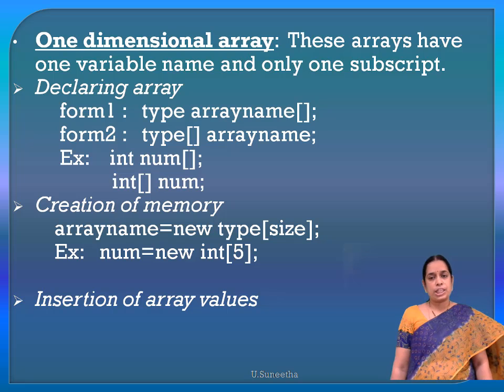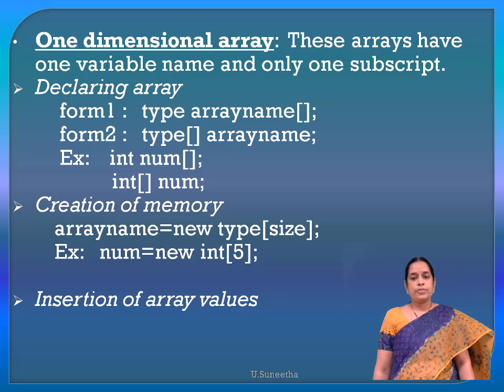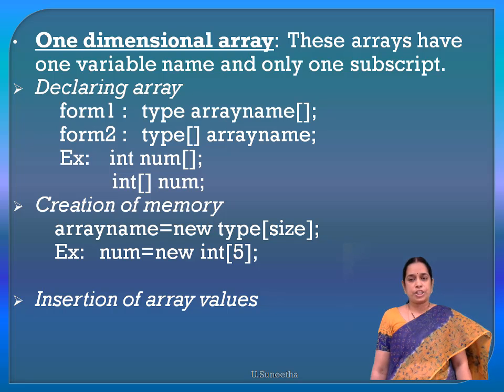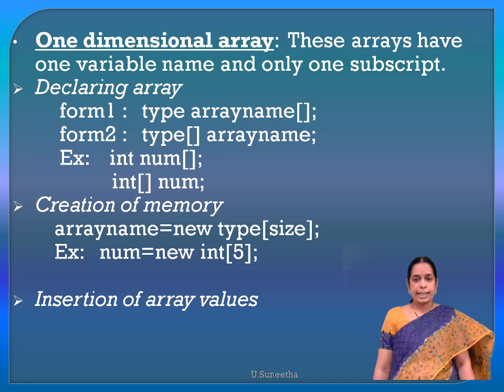Firstly, a one-dimensional array is an array which has only one variable name and one subscript. It is generally referred to as a one-dimensional array. In creating either a one-dimensional array or a multi-dimensional array, we have to follow three steps. The first step is declaring an array, the second step is creation of memory, and the third step is insertion of array values. First, we will see how to declare an array.